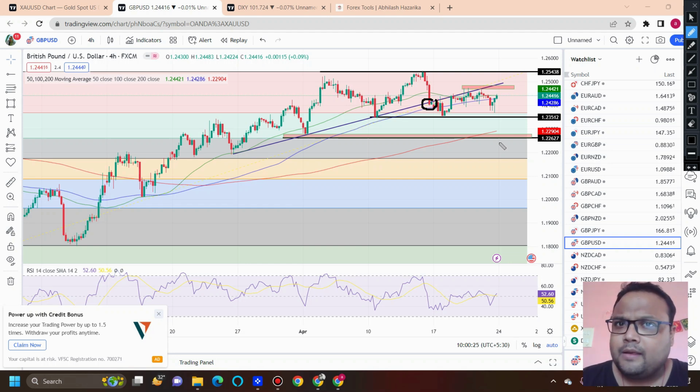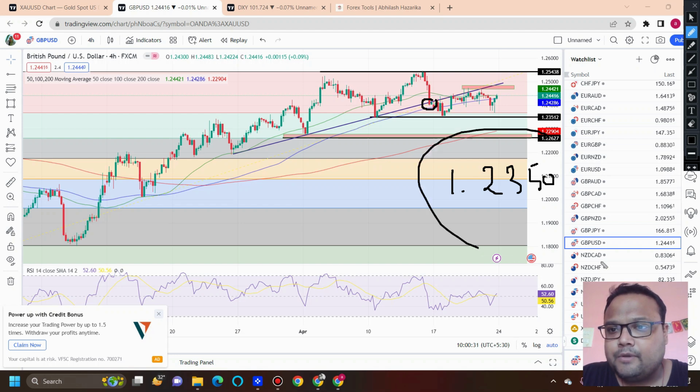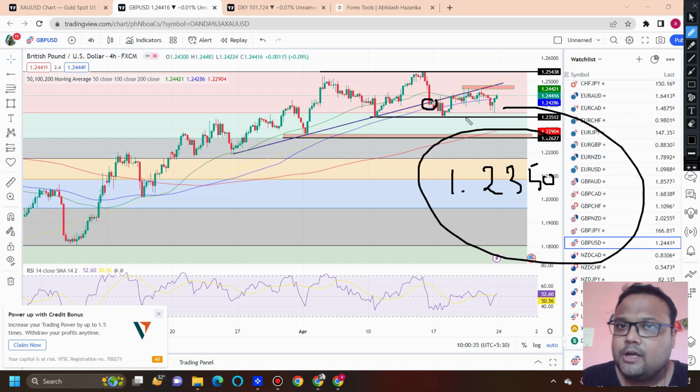Okay, so if GBPUSD breaks the 1.2350 level, observe the volatility of the market. If you see that the size of the candle is good enough, it means that the market has volume and you can go for a sell position.